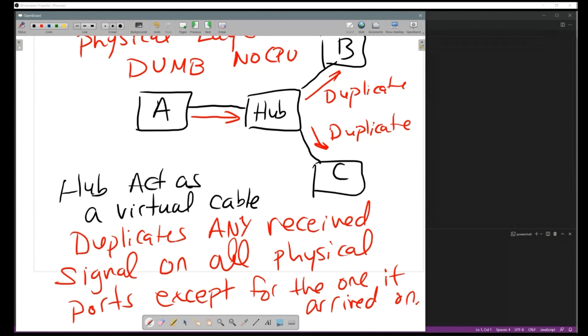The hub itself doesn't have a CPU, so it's unable to look at the data. What we'll see later on is the invention of the switch, which is a much better hub, but the hub itself is dumb. It has no ability to look at the data and decide, oh, this message is for B or this message is for C. Any signal that it receives, it duplicates and sends out.